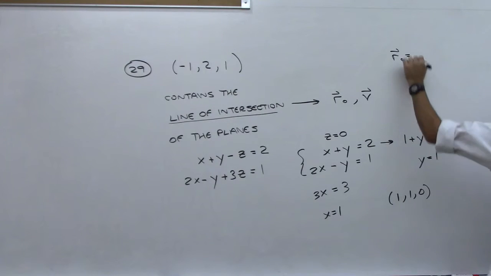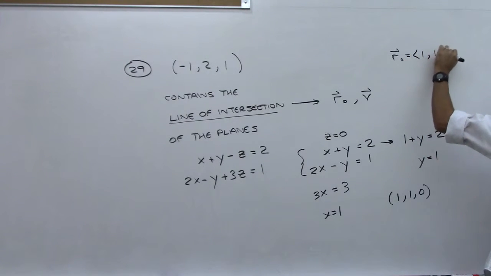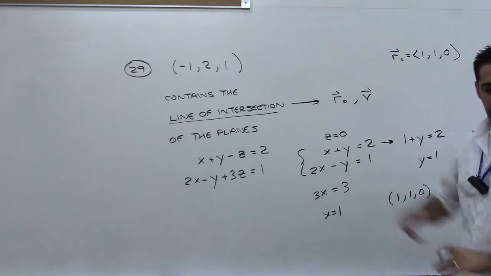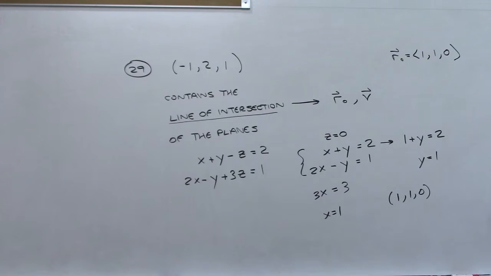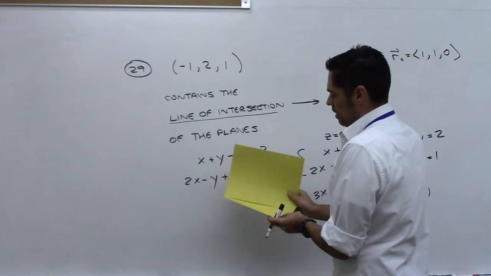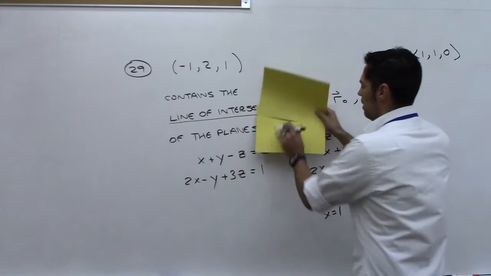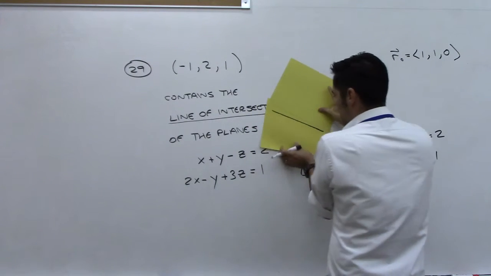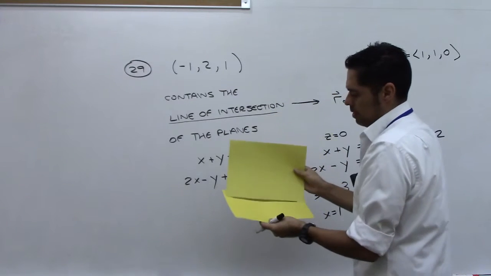And R naught will be 1, 1, 0. All right, now I need the direction of the line. So going back to that picture, or actually I didn't draw a picture. We had these two planes hitting each other. So we have some line down here. Let me actually draw a line. Okay, this is the line that we're interested in, right?